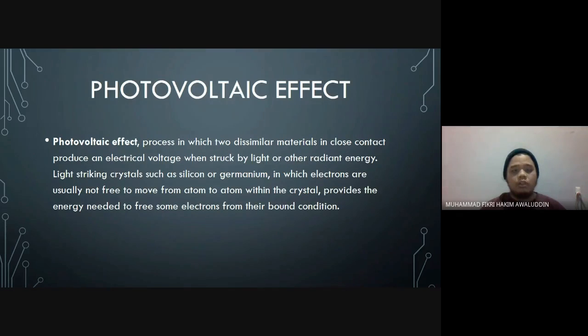And the last one is the photovoltaic effect. Photovoltaic effect is a process in which two dissimilar materials in close contact produce an electrical voltage when struck by light or other radiant energy. Light striking crystals such as silicon or germanium, in which electrons are usually not free to move from atom to atom within the crystal, provides the energy needed to free some electrons from their bound condition.